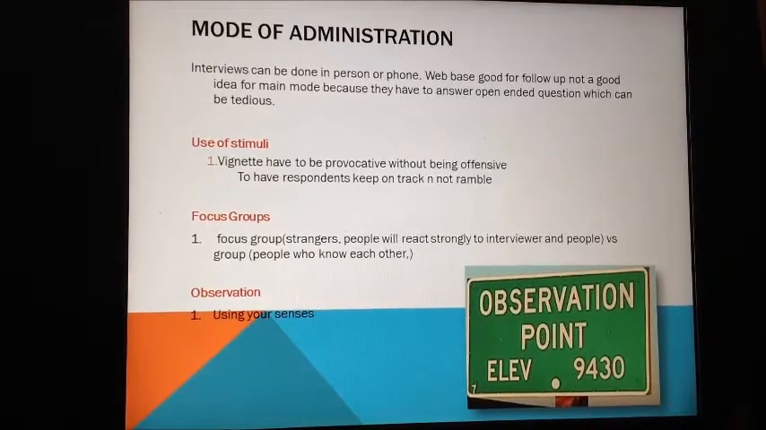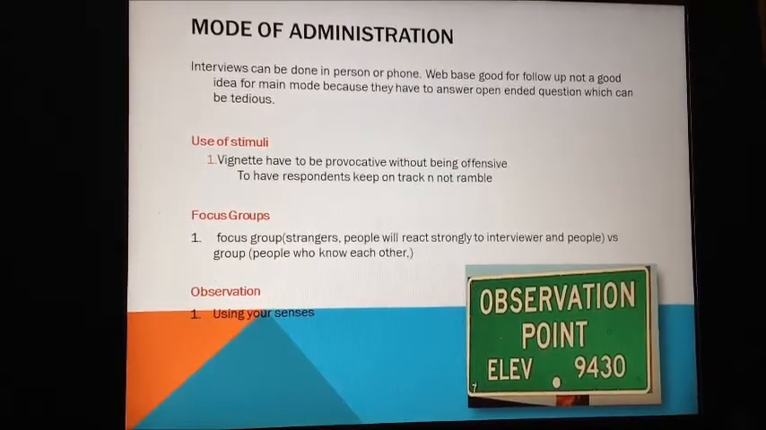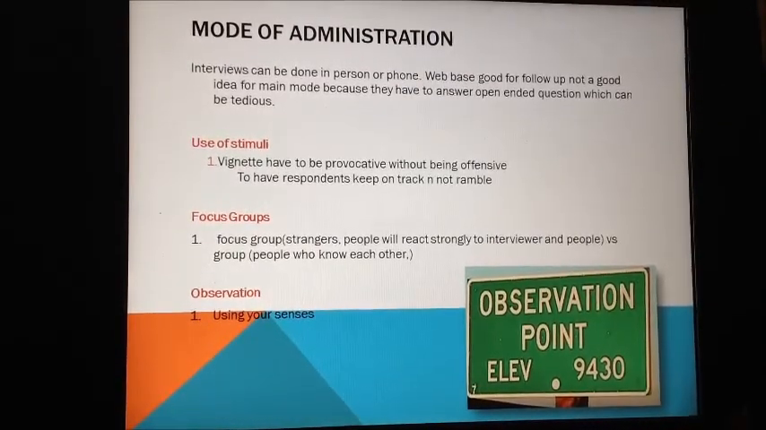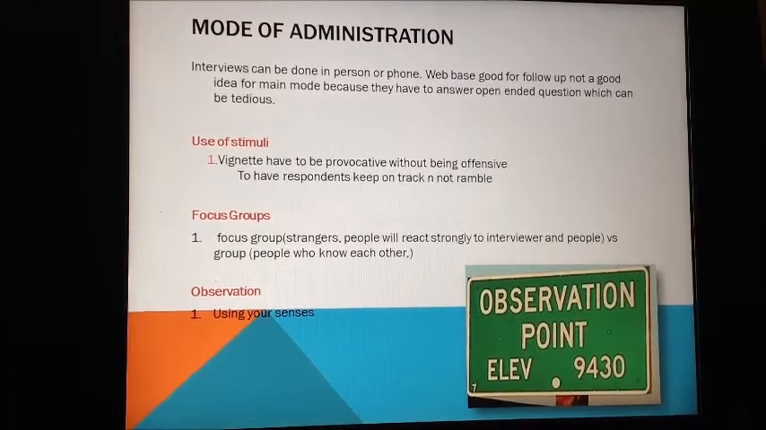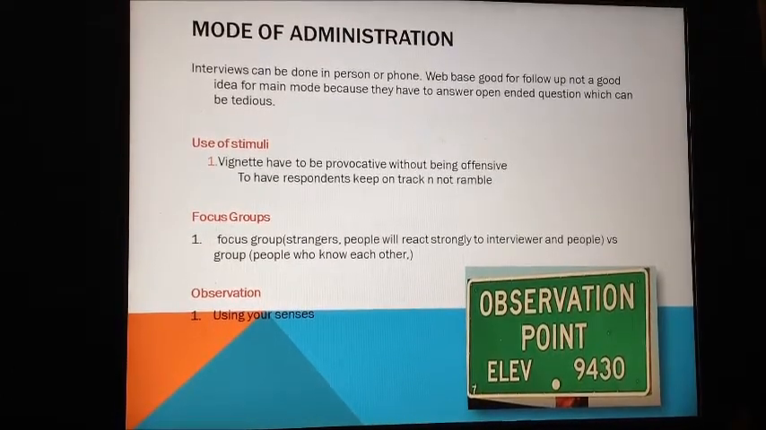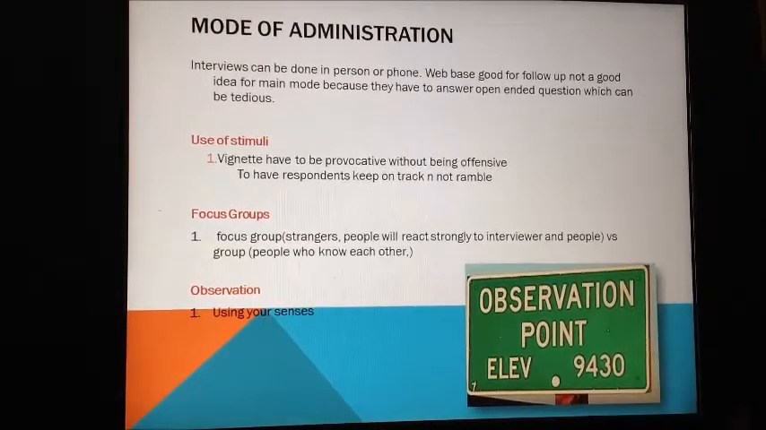Lastly, we have observation, which is simply using your senses to gain information. This is not asking someone questions, but using your sense of smell, your hearing, your eyes to experience what happened.